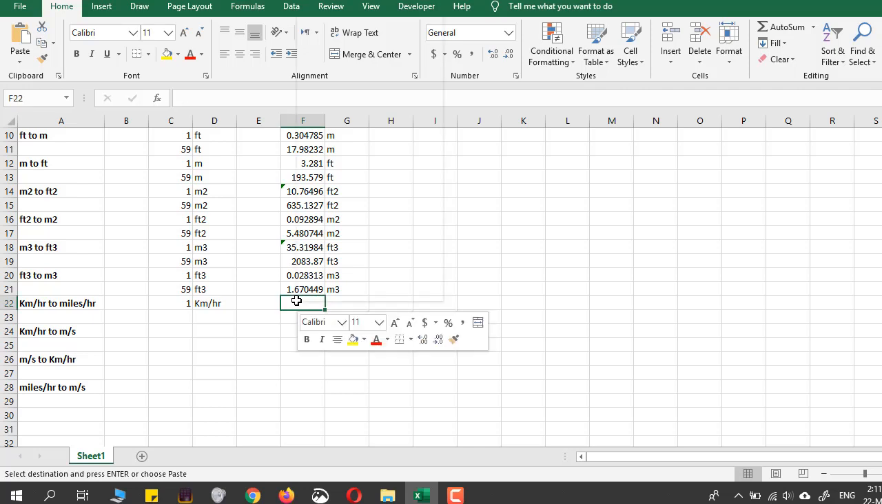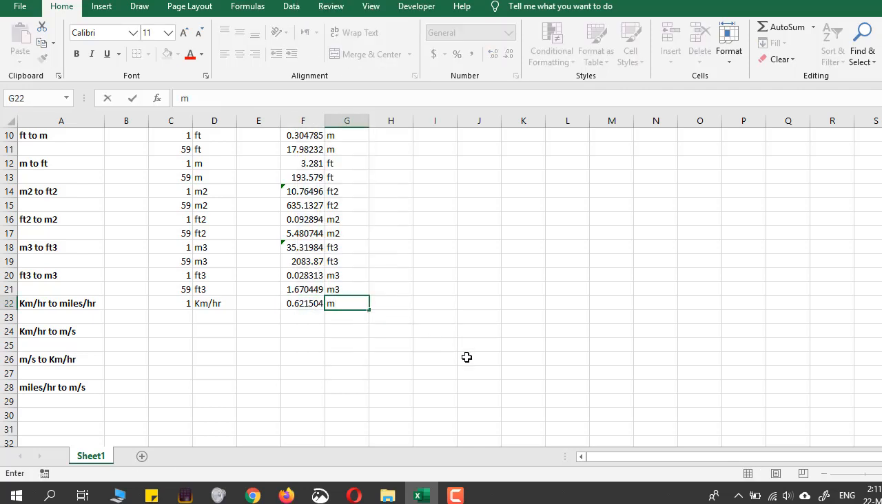Just paste the value here, miles per hour. Some people write it as mph as well, so we can use that. So 59 kilometers per hour will give you 59 multiplied by this number. So this is in terms of miles per hour.